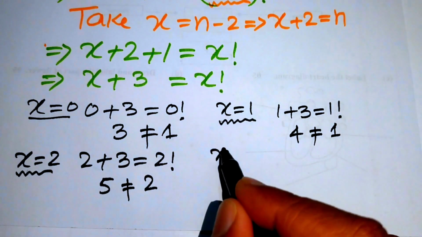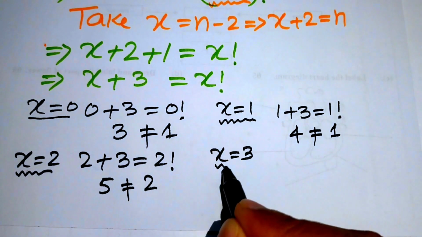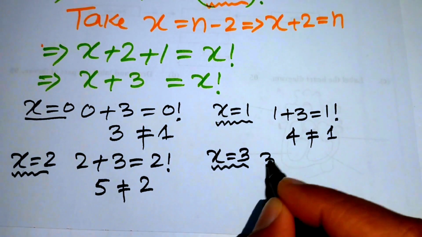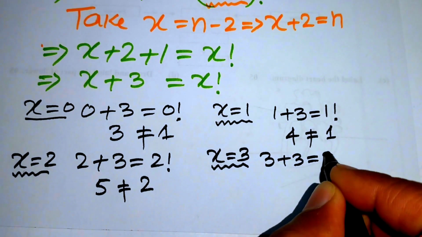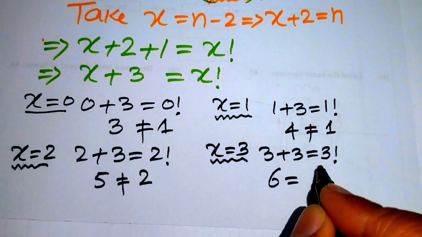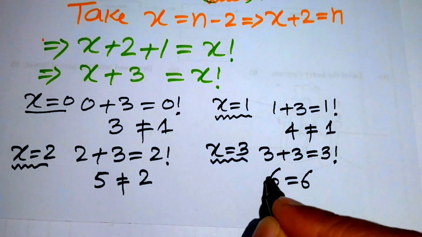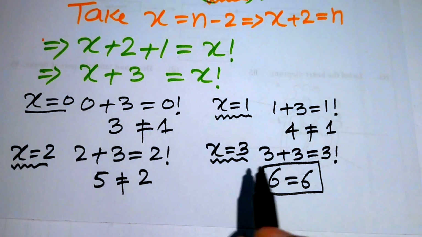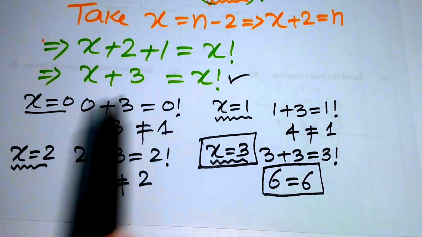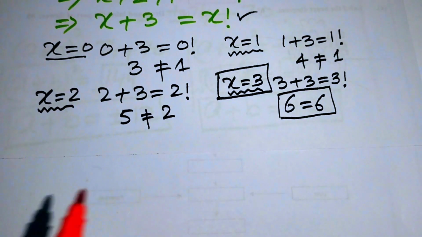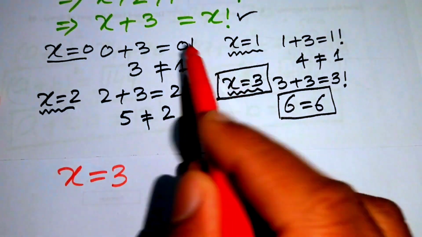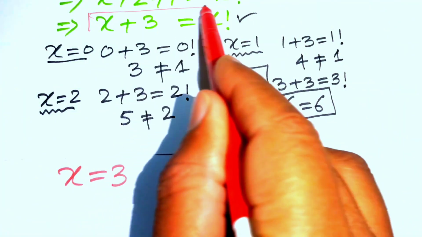And similarly we will check here at x equals 3. So when you put x equals 3 here, then we get 3 plus 3 equals 3 factorial, and 3 plus 3 is 6, and 3 factorial is also equal to 6. So here we see that x equals 3 satisfies this equation, so x equals 3 is the solution of this equation.